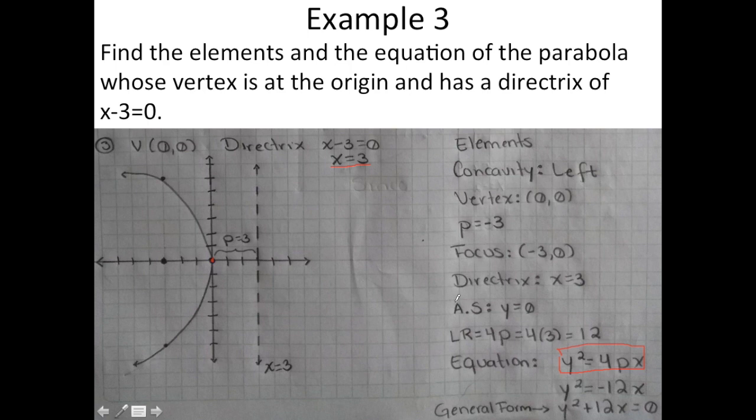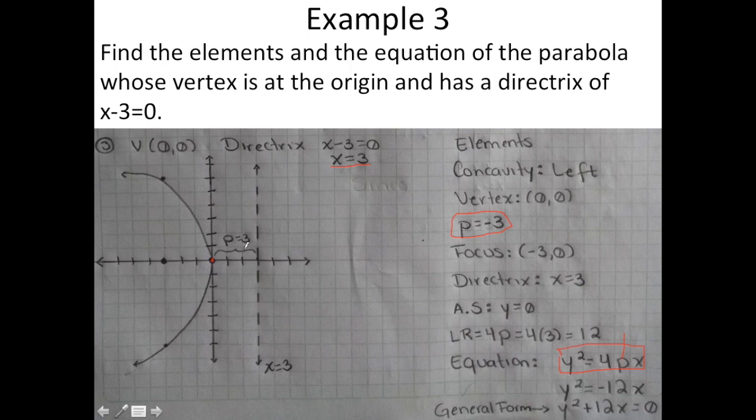But you know that p is going to be negative because it's opening to the left. All right? So if p is negative 3, then when you substitute the negative 3 in here, 4 times negative 3 would give you negative 12x. This would be the ordinary equation. And if you take this adding to the other side, y squared plus 12x equals 0, this would be the general form of this parabola.